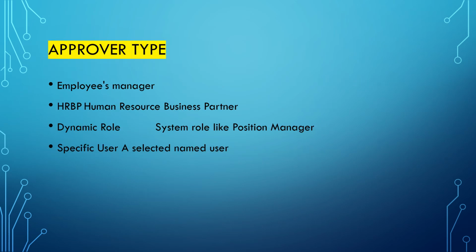Now we'll look at a few of the approver types, which may be the employee's manager for any changes in the system, or the HRVP, partner, or any HR person who will have the access for approving any changes. The dynamic role is a role group wherein there can be various approvers present in a system for various situations.